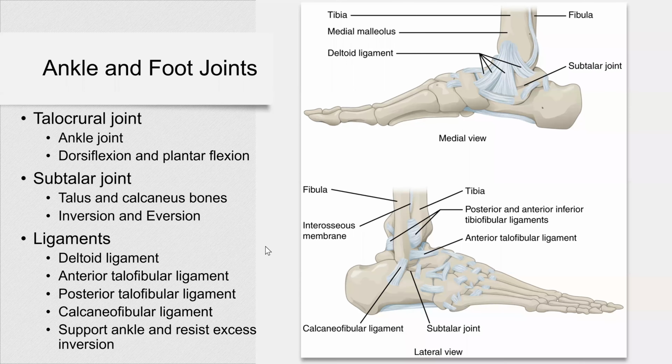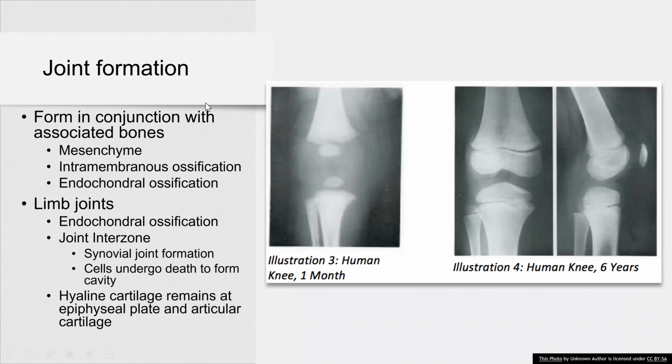How are joints formed? The joint forms together with the bones that they connect. So we know that bones can be formed by intramembranous or endochondral ossification, and everything starts with mesenchyme cells. So joints form in conjunction with associated bones. For limb joints, limbs are formed by endochondral ossification.